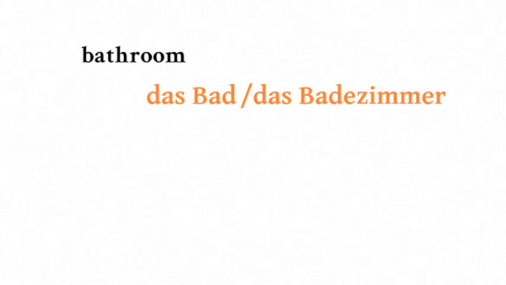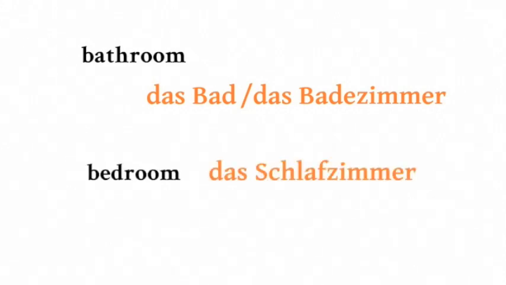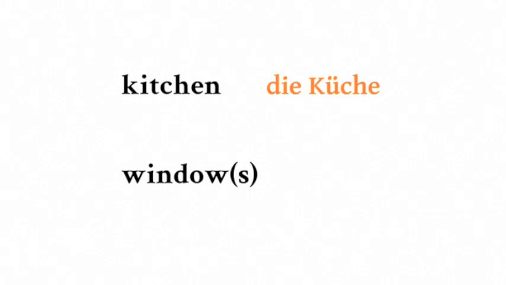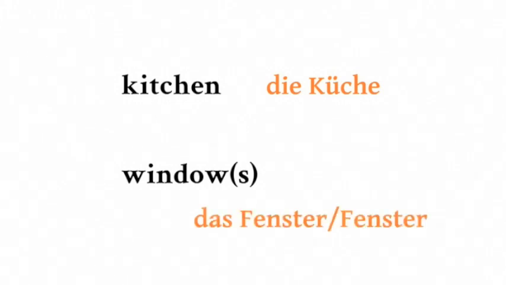Bathroom. For bathroom we have two words. The first one is just the short form, das Bad, and das Badezimmer. Bedroom, das Schlafzimmer. Kitchen, die Küche. Window or windows, das Fenster, die Fenster.